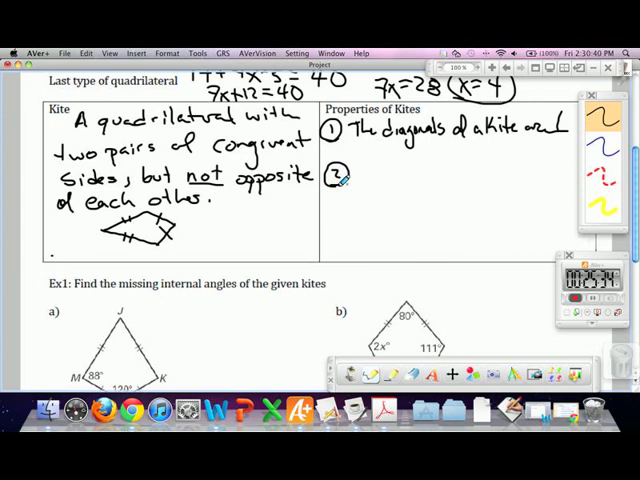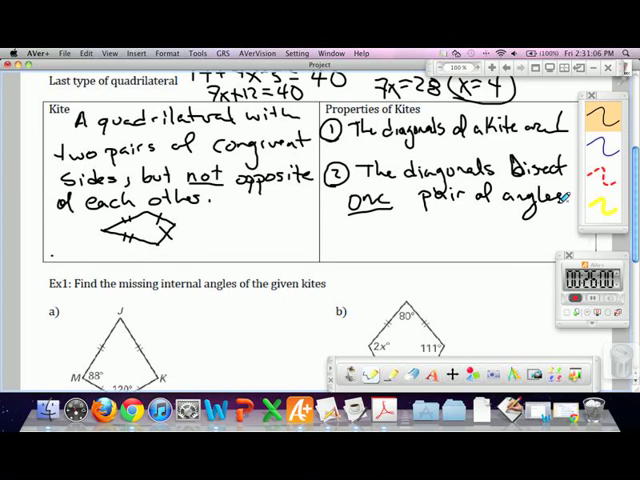Two properties: one, they're perpendicular, and two, the diagonals bisect one pair of angles. And can we guess which pair it's going to bisect?